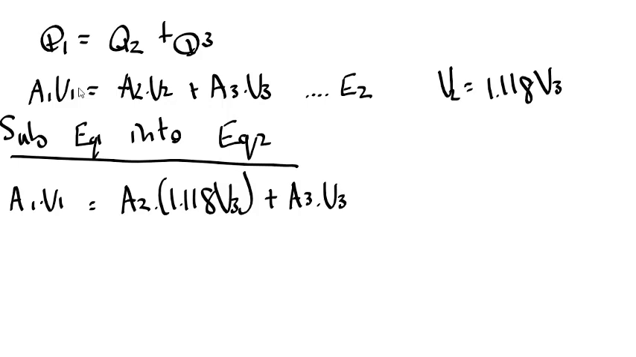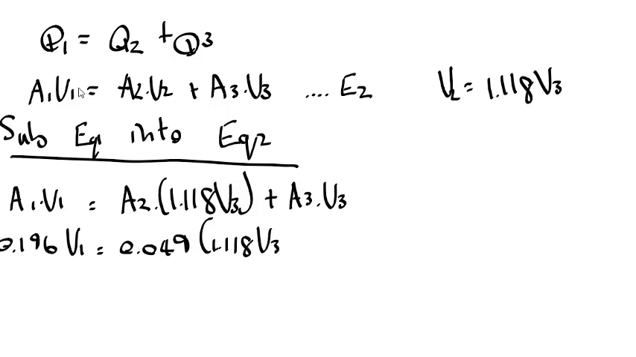We have the areas calculated, remember? So for area 1 we have 0.196 V1 equals area 2, which we have as 0.049, in brackets, 1.118 V3, plus our A3, which we had as 0.031, times V3. Okay, so we can calculate this.